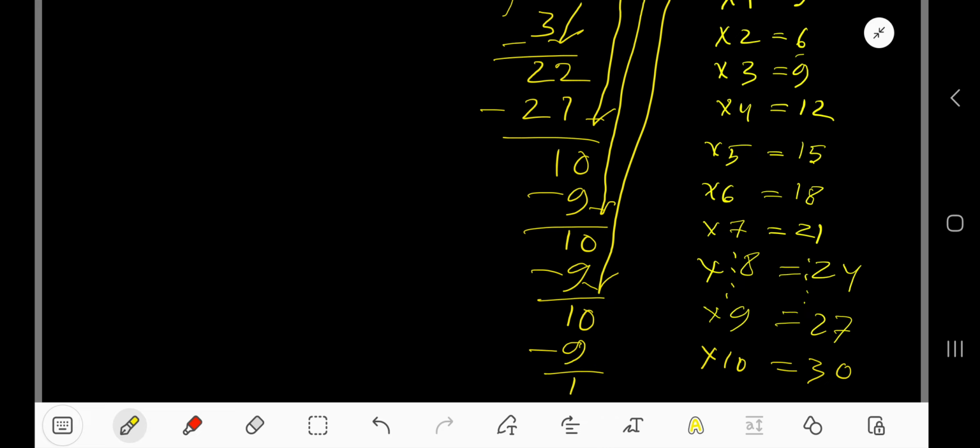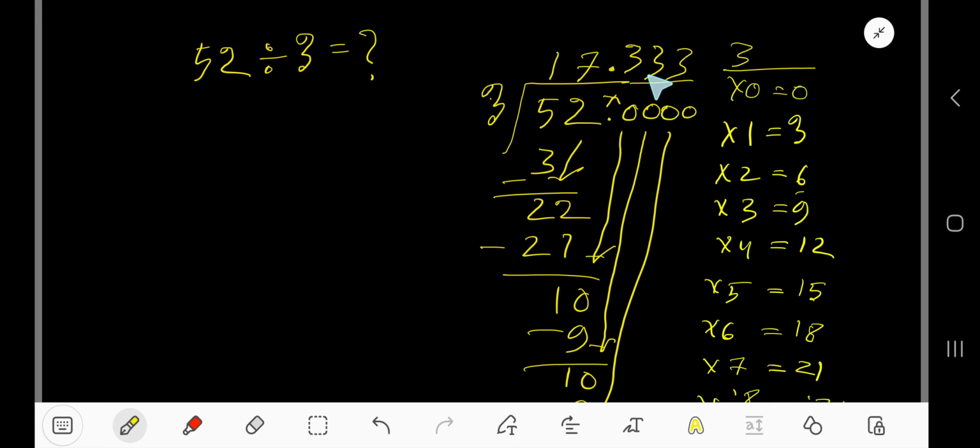You can bring down more zeros, but since we have gotten 3 places after the decimal, we can place here 3 dots to mean that this process is continuing. So our answer is 17.333 dot dot dot, or we can place a bar over the 3. This means that this 3 is repeating. So this is our answer.